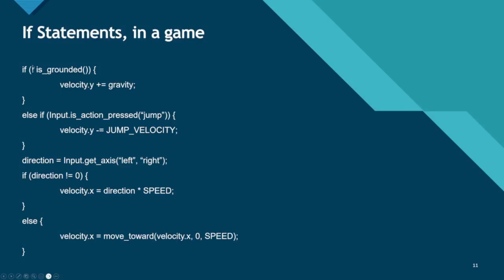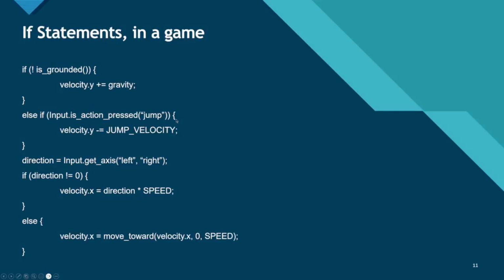Well, you might check, is this thing that I'm interested in, say the player, grounded, meaning on the ground? If they are not on the ground, then I'm going to add gravity to their velocity. In other words, if they're not on the ground, then gravity is going to affect them and start pulling them back down towards the ground. Otherwise, if they are grounded, then we're going to do this, and we're doing an additional check.